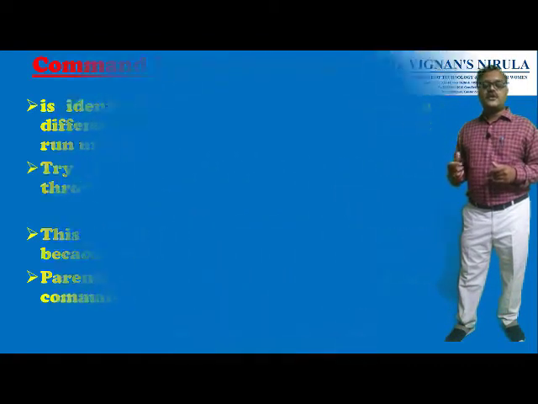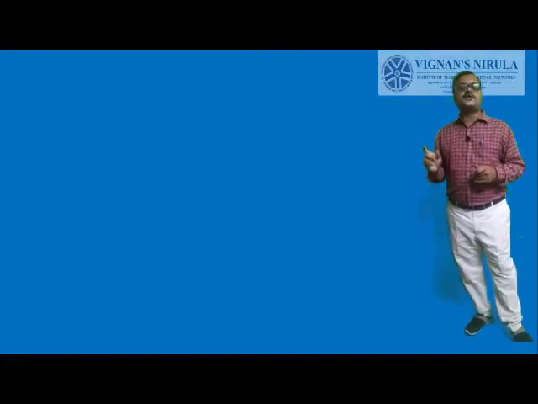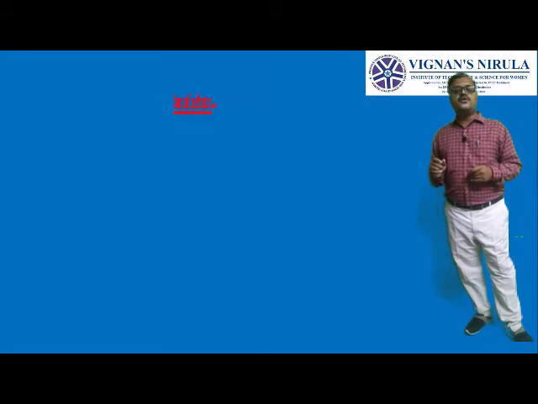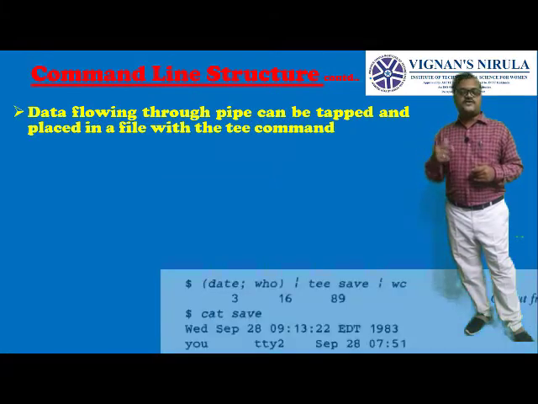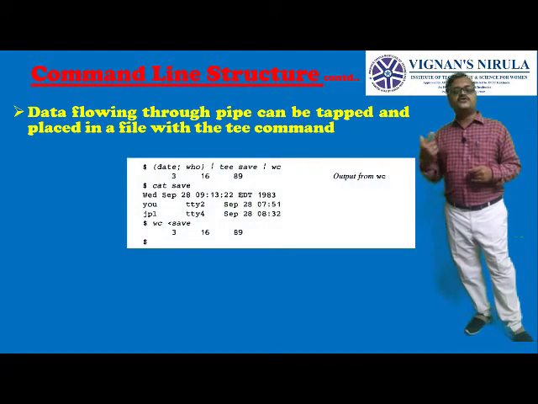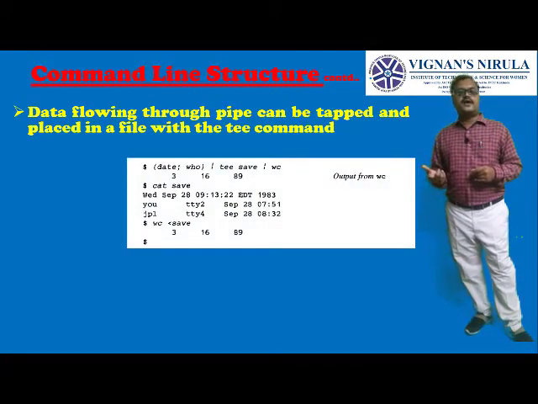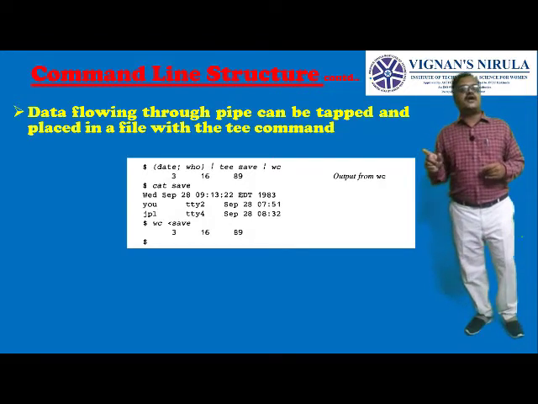And suppose I want to run a process in the background, how can I do that? You can use the ampersand operator. So simply I can type date ampersand. That means the process ID will be written immediately and the date command will execute in the background.